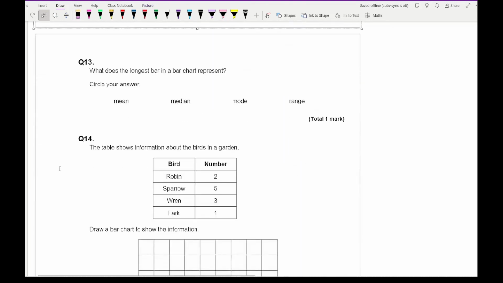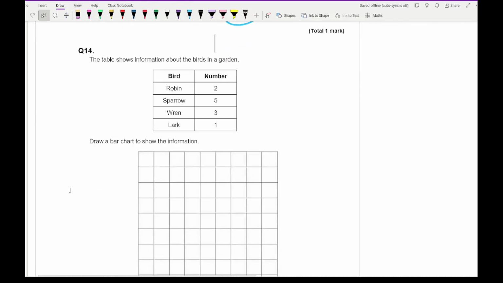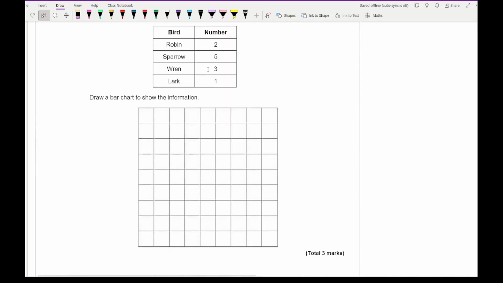Question 13 says, what does the longest bar in a bar chart represent? The mean, median, mode, or the range. And the correct answer you should have is the mode. It then says the table shows information about birds in a garden, and the question is asking us to show the information. So it goes all the way up to 5, and we've got 4 potential bars.